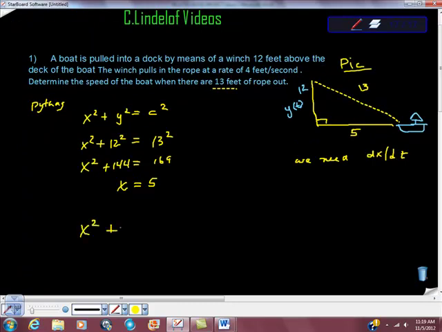So I'm going to do x squared plus 144, because that 12 is never going to change. I don't need to take the derivative there. It is equal to c squared. We have some idea of some stuff. What else do we know? We know that the winch pulls in the rope at a rate of 4 feet per second. So we know that dc dt is equal to 4. That's the rate at which the length of the rope is changing.